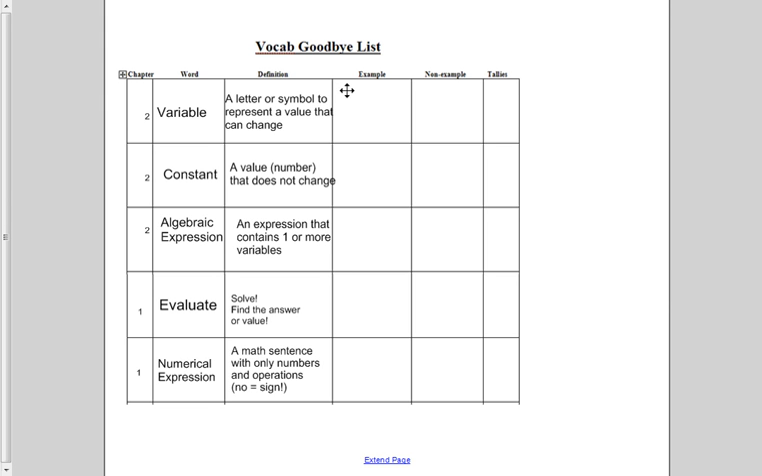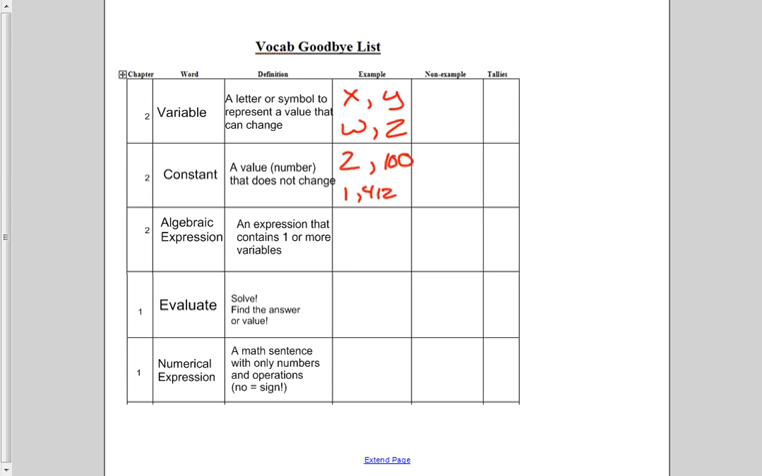So we use letters for variables. For example, X could be a variable, Y could be a variable, W could be a variable, Z. Any letter can be a variable because that represents something that can change. The next word is constant. That is a value or number that does not change in value ever. So the number 2 is always worth 2. The number 100 is always worth 100. 1,412 is always worth 1,412. So any number is what we call a constant.